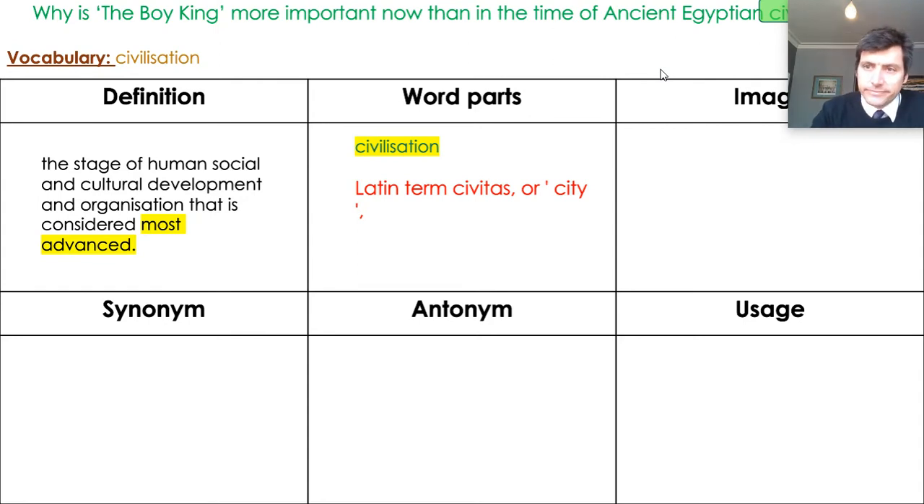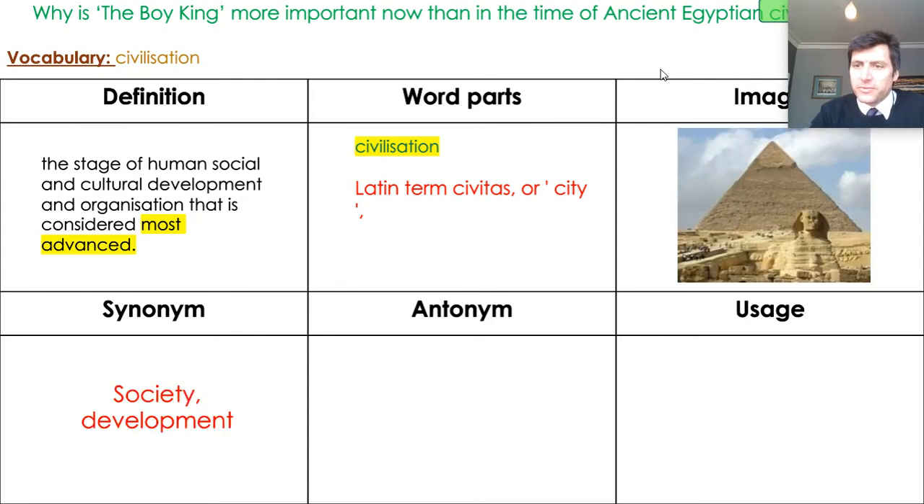That's civilization. I did put up a picture of the ancient Egyptian civilization, kind of. It's not a great picture, but it's the idea that they had structures such as those pyramids, they had sphinxes, they had roads, there were elements of it.